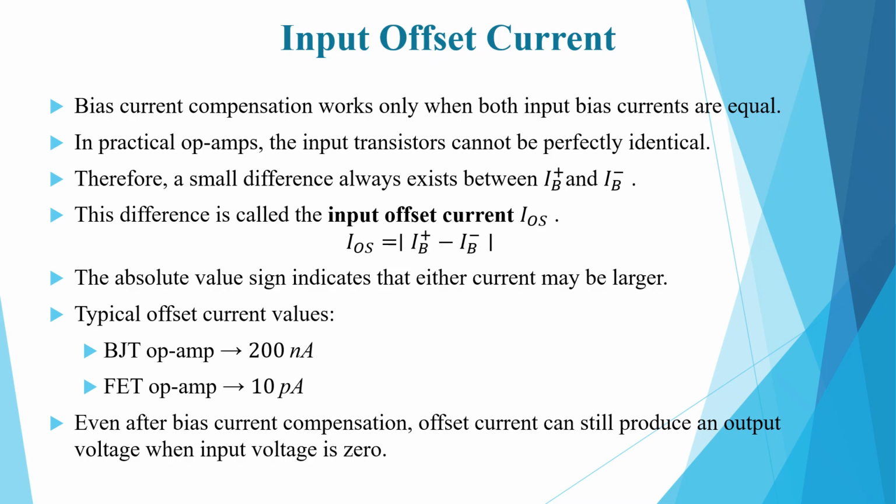We consider only the magnitude of difference between IB plus and IB minus. The absolute value sign is used because we cannot predict which bias current will be larger. The typical offset current for a BJT op-amp is around 200 nanoampere, whereas for the FET op-amp it is much smaller, approximately 10 picoamperes. Even if bias current compensation is applied, this offset current can still generate a small output voltage even when the input voltage is 0. Therefore, input offset current becomes an important factor in precision DC amplifier applications.